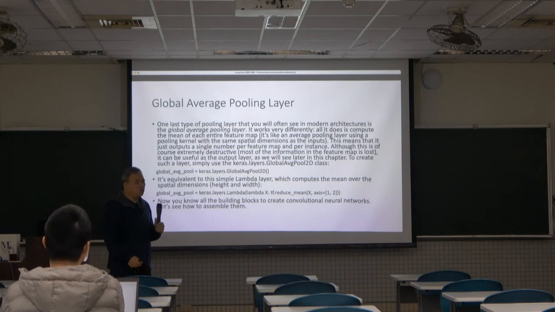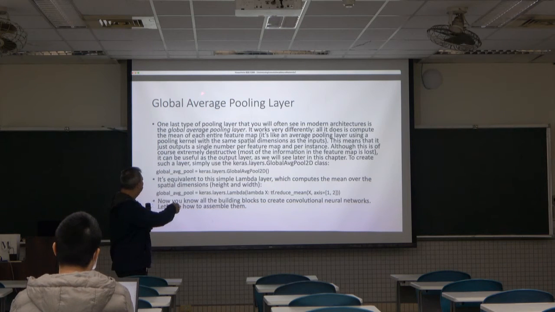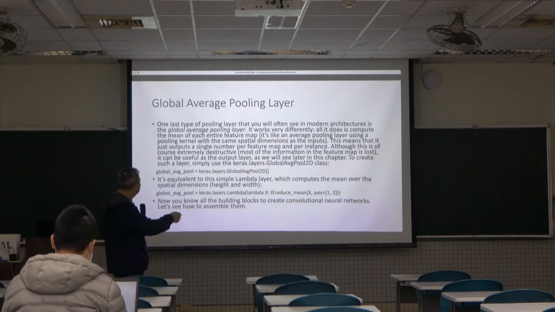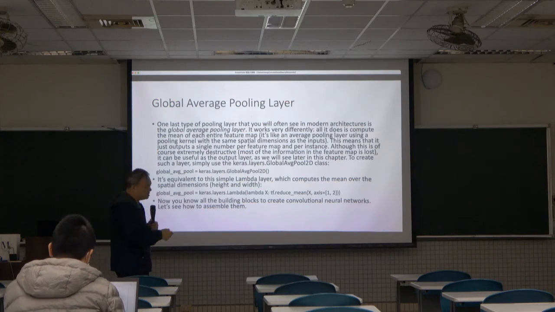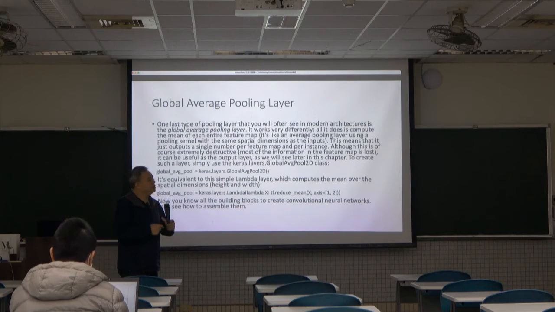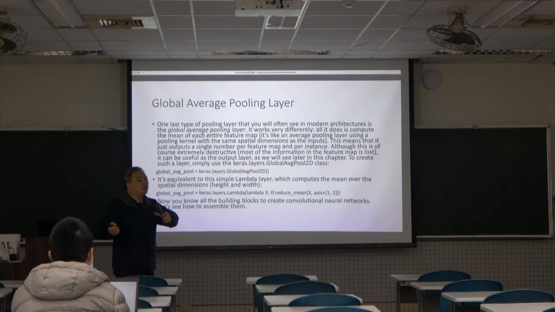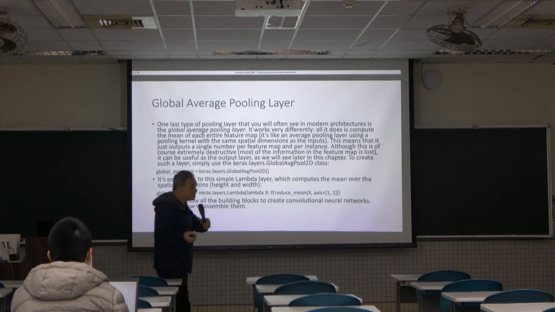Okay, it's called global average pooling, right? So it's going to take the whole image and do the average over all the values and output just one number. This is the meaning of the global average pooling layer. Okay, very simple, but it's basically like subsampling to the extreme. Okay, so when do we use it?